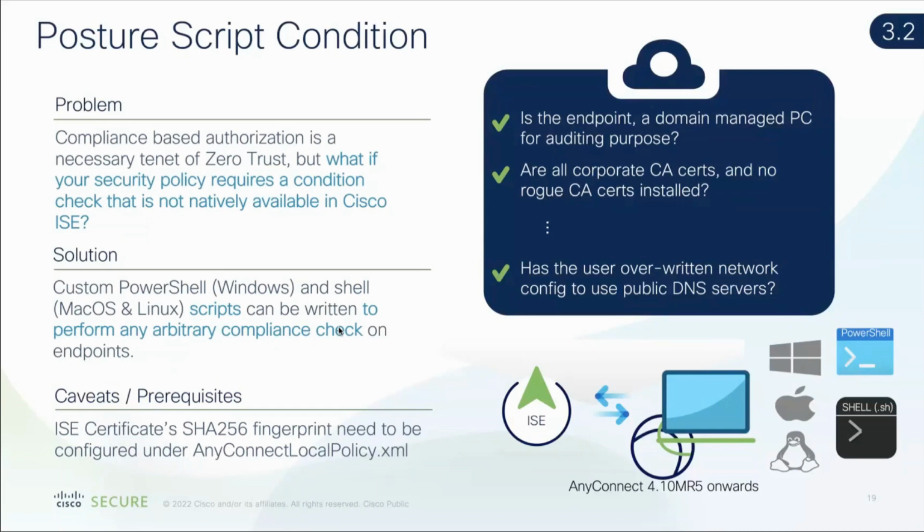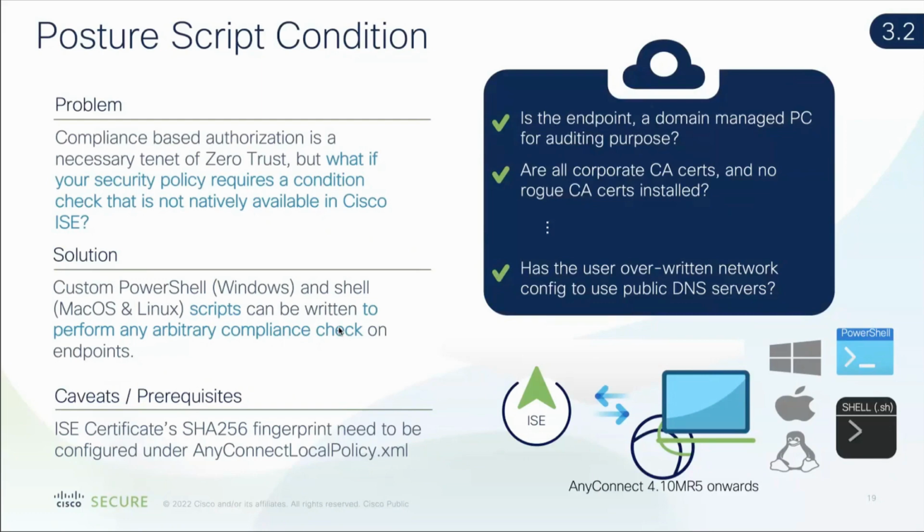So along with the existing natively supported posture checks, we introduced a posture script condition, which allows AnyConnect 4.10 MR5 onwards to run the script that you're uploading to ISE, and it runs on the endpoint. And once the script execution is successful, based on the exit codes, it's going to give the result back to the ISE, looking for any arbitrary compliance check.